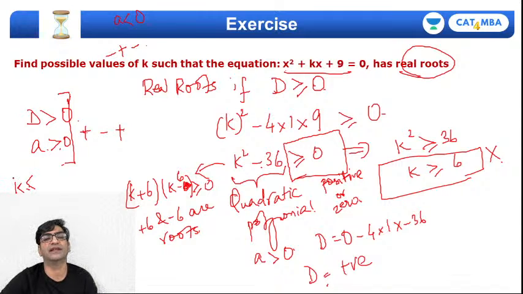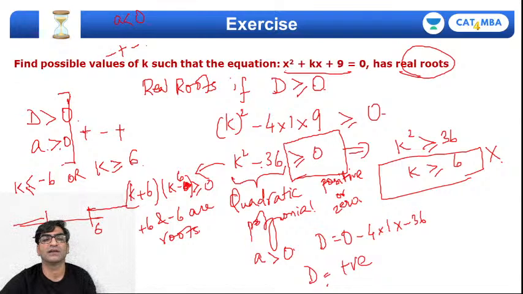so लेफ्ट वाला रूट है -6, तो k less than or equal to -6 और k greater than or equal to the right most root which is 6. तो k या तो -6 के पहले आकर होगा या +6 के बाद आकर होगा, तभी इन दोनों इस पर्टिकुलर प्रॉब्लम को हम सॉल्व कर सकते हैं, राइट? I hope that's clear.